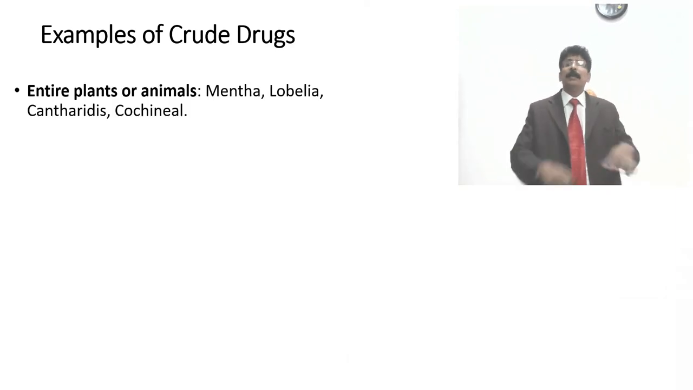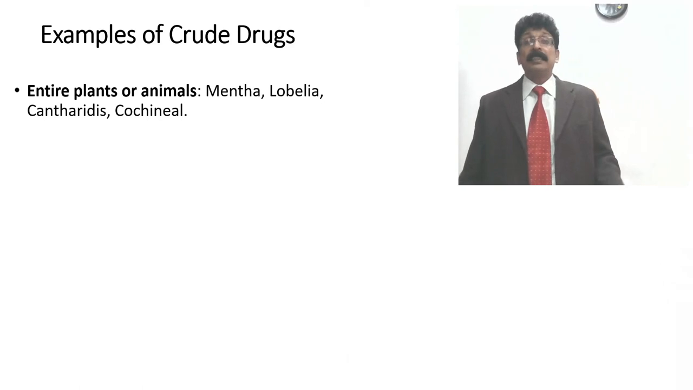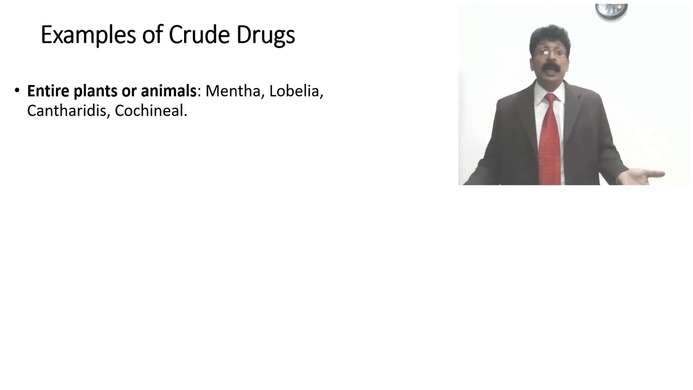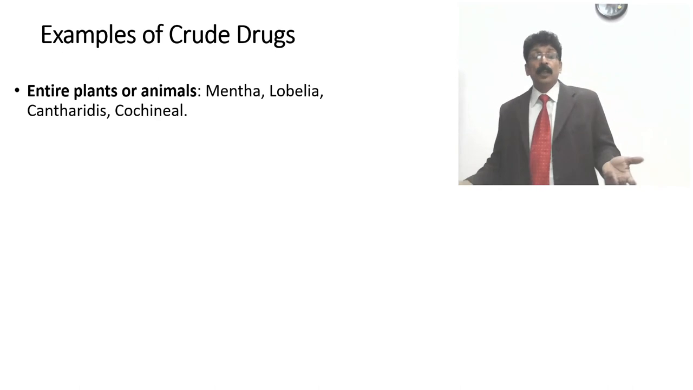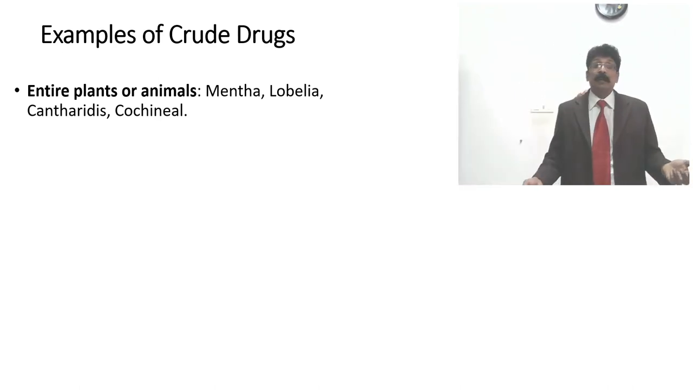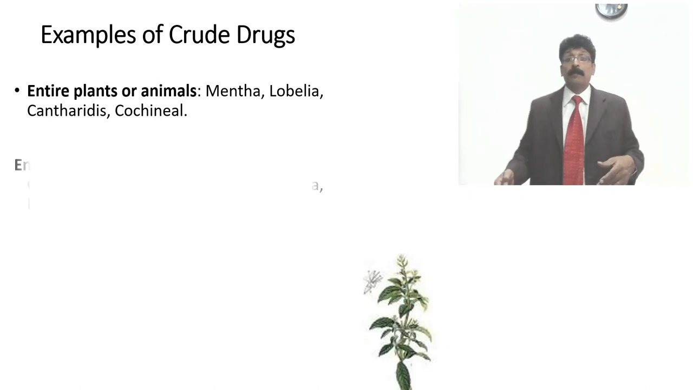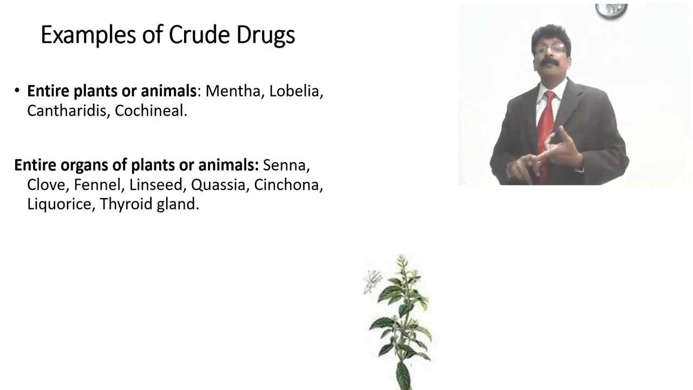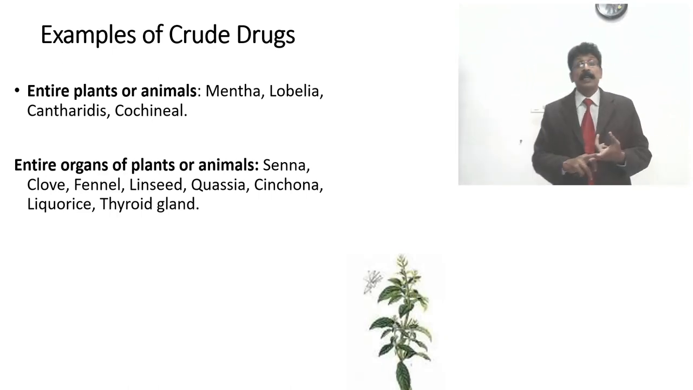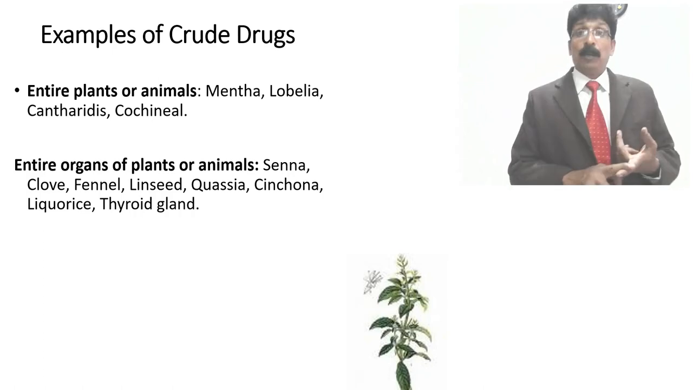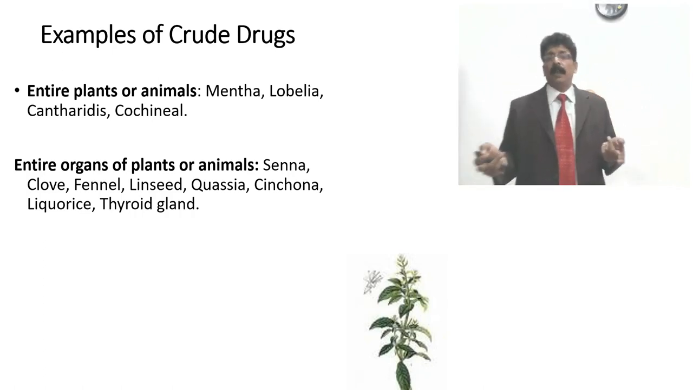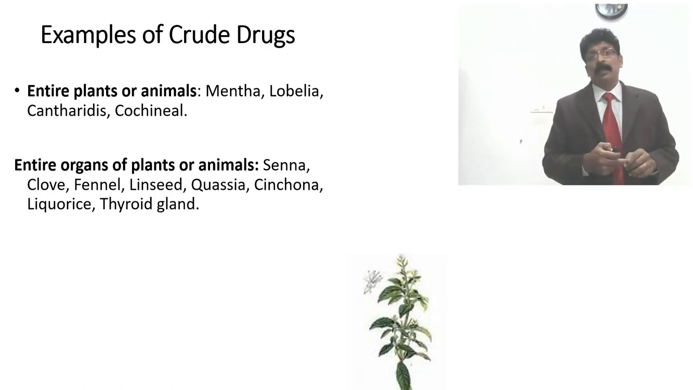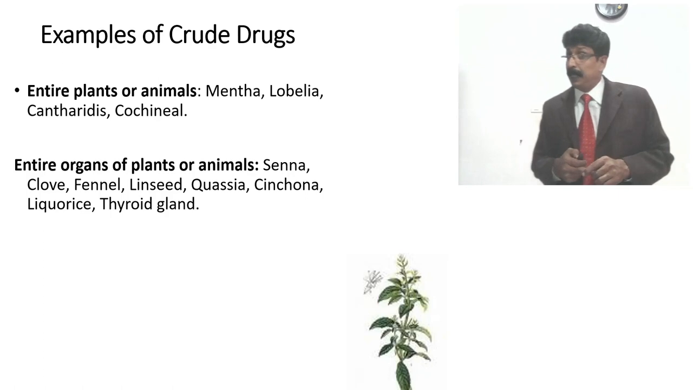Maybe entire plants or entire animals can be used as a crude drug, like mentha piperata, lobelia, catharanthus, cochineal. These all are some of the examples of entire plants, like this is mentha piperata. An entire organ also, for example, if you are using a complete leaf, complete root, complete stem, complete wood, or organs of the animals, that is also a complete organ example. So it can be an animal part or a plant part, a complete part.